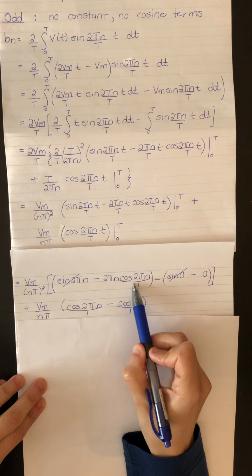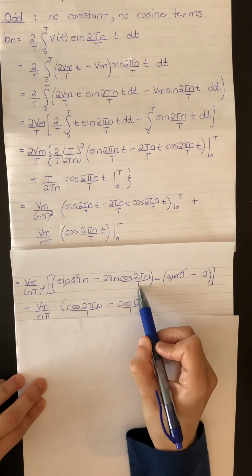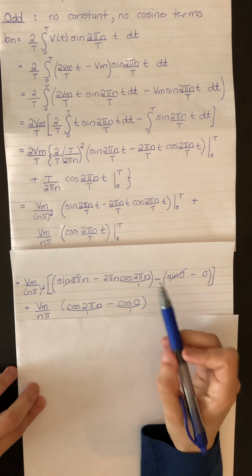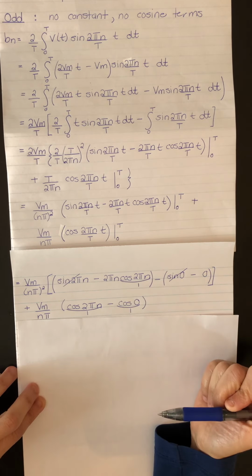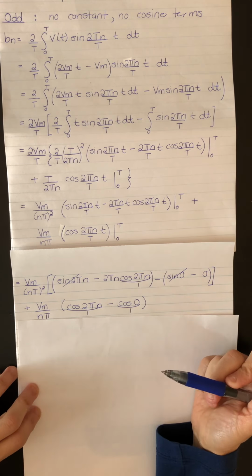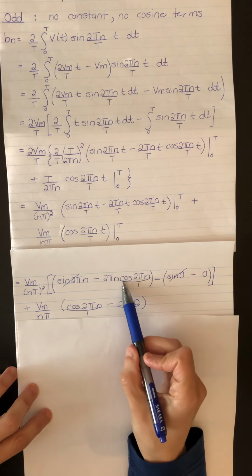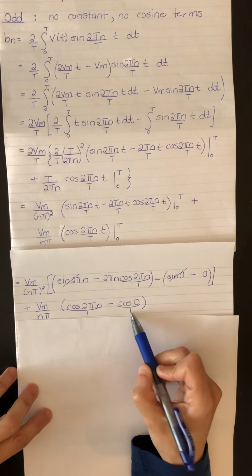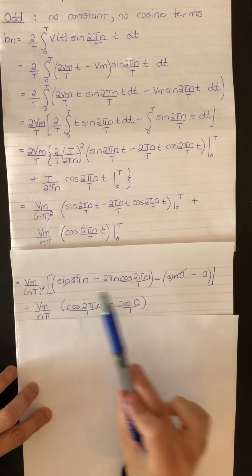Here, the cosine of 2 pi n, it's also here. Those are always equal to 1. And again, that is regardless of your value of n. If n is 1, we'd get the cosine of 2 pi, which is 1. If n is 2, we get the cosine of 4 pi, which is 1, and so on. Okay, so we're going to have a 1 here and a 1 here. The cosine of 0 is also 1. Okay, so these two terms are gone.